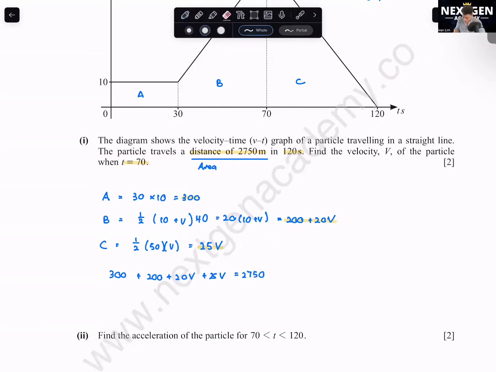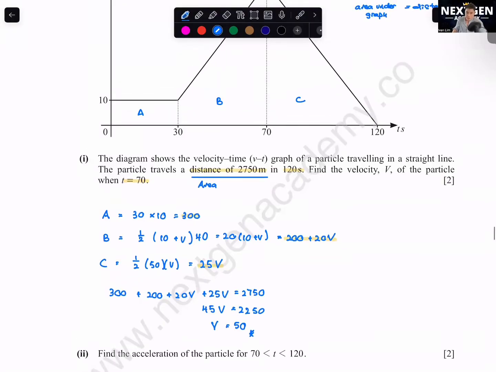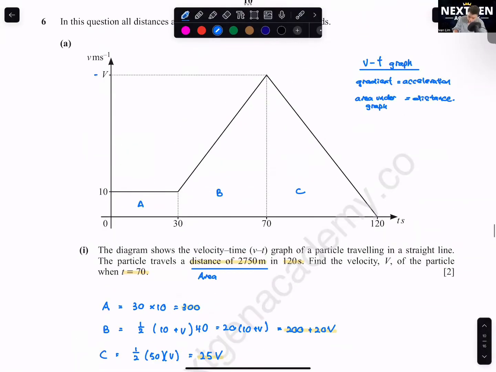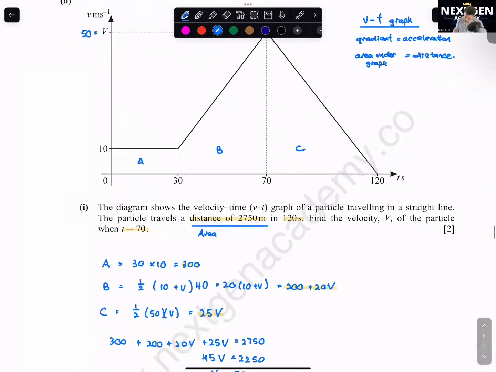Okay, go and solve for this one here. Here we get 45V, 2750 minus 500. You will get 2250. 2250 divided by 45, V is equal to 50. Okay, this is a math question. All right, now I have my V. Okay, I have my V here is equal to 50.